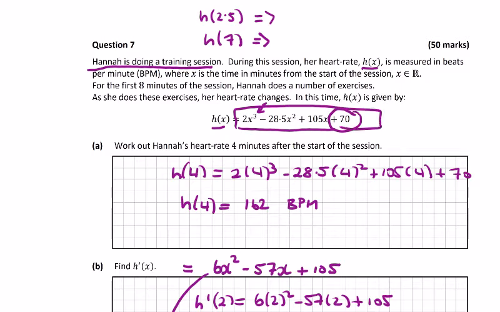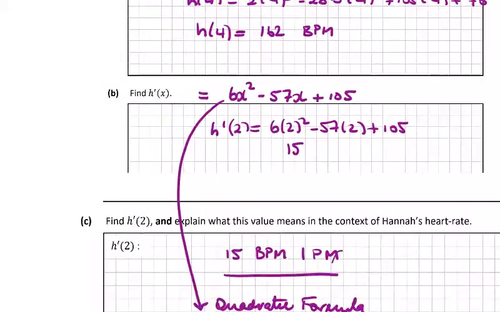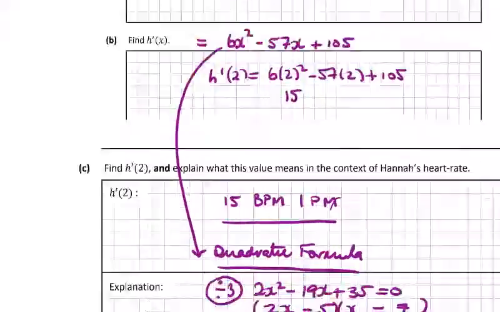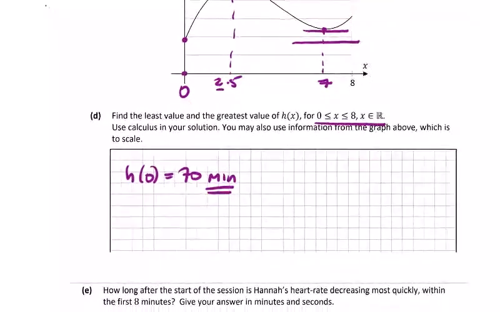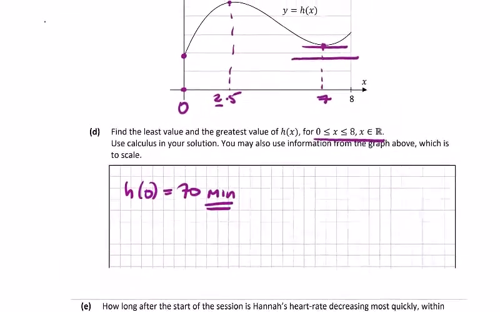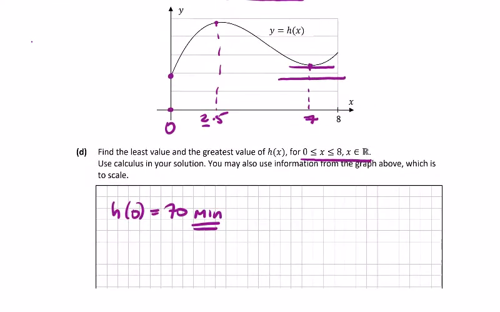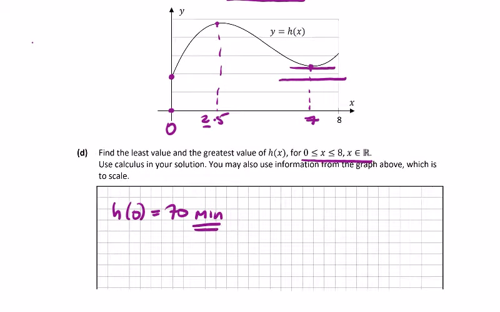H of 2.5 is giving me 185.63. High heart rate. H of 7 is giving me 94.5. We got 70 actually as the lower one, so that's going to be correct. So just fill those values in. What way do they want it? Find the least and greatest. So the least is, that wasn't 70, that was 70 beats per minute.